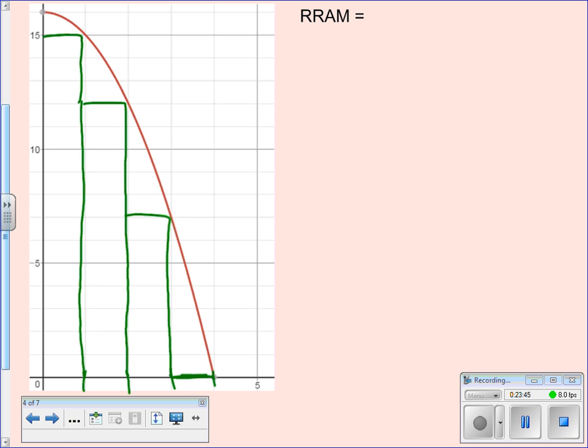So our RRAM would be the width times the height. 1 times 15 plus width times height of the second one, 1 times 12, plus the width times the height of the third one, 1 times 7, plus the width times the height of the last one, 1 times 0 because it's 0 height. Add them all together. 12 plus 15 is 27. 27 plus 7 is 34.